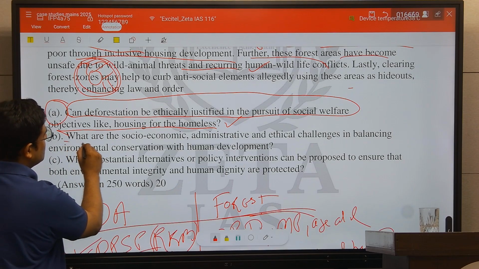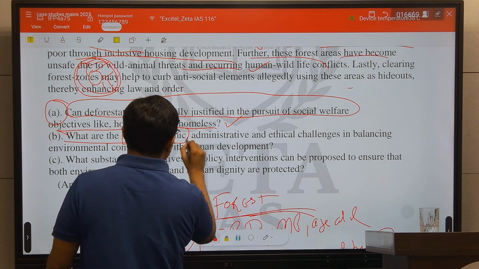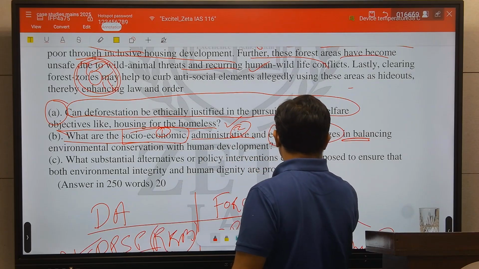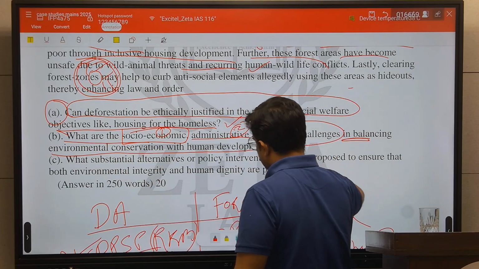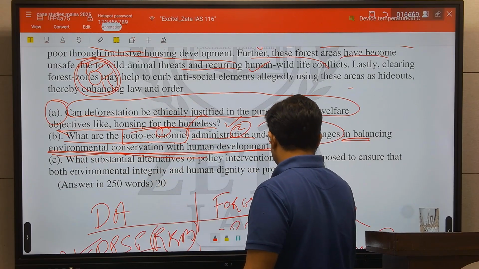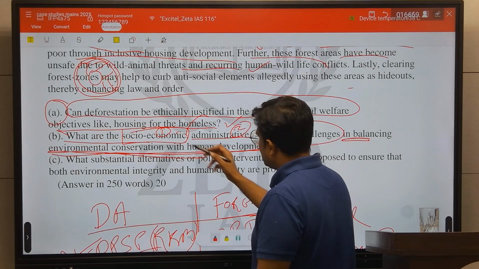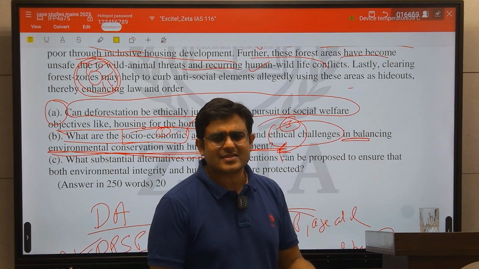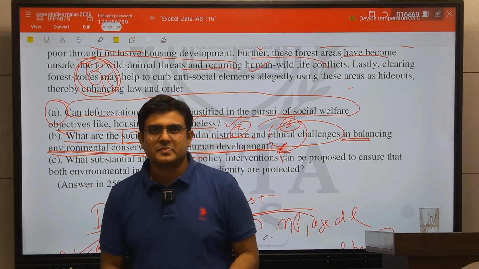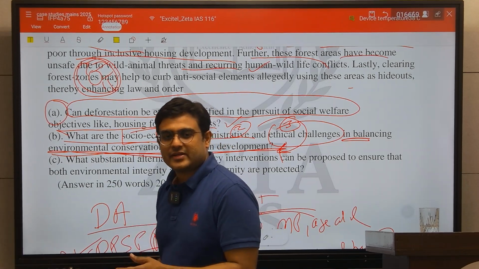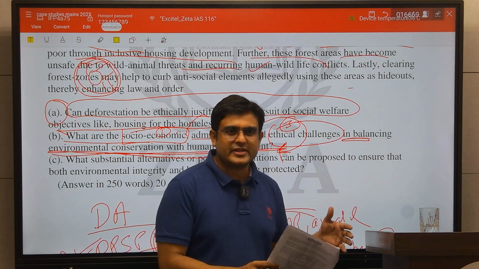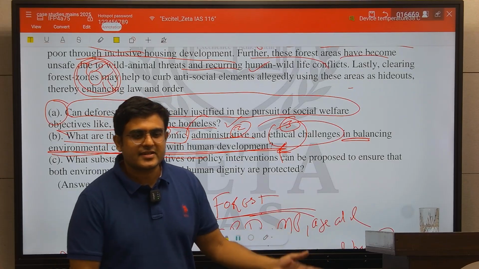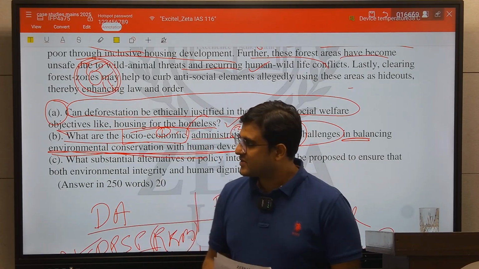Okay. So this way you address the first. Next, what is it asking? What are the socio-economic, administrative, and ethical challenges in balancing? So 1, 2, 3, you have to write in the context of environment conservation and human development. So write 2 lines on each of these. Socio-economic challenges: balancing, on one side, the basic needs of one section of society, and on the other side, the basic needs of, what about the tribals? They have an intimate relationship with the forest produce, their rights, etc. So how will you balance that? So that is one thing.